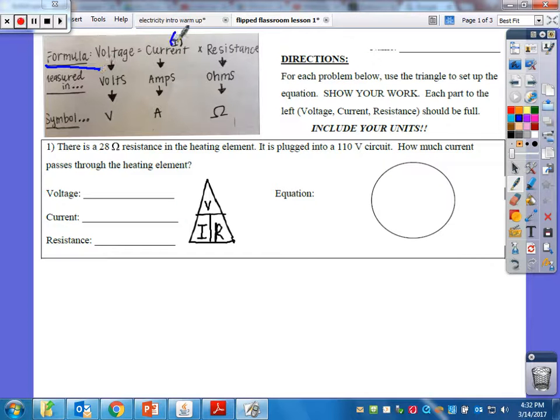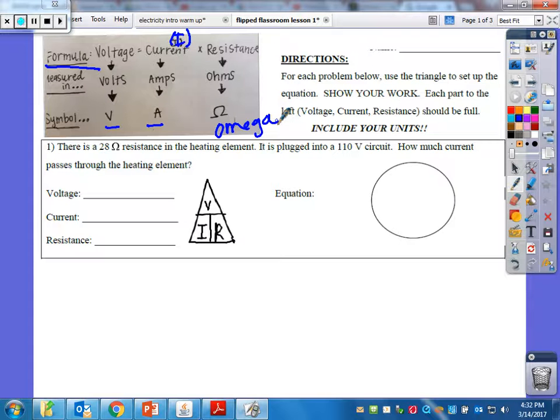Sometimes current's represented with an I, and resistance. So down here, it tells you the unit in words. Voltage is measured in volts, current is measured in amps, and resistance is measured in ohms. And sometimes in a practice problem you might see just a V, just an A, or this Greek symbol that represents ohms, and it means omega.